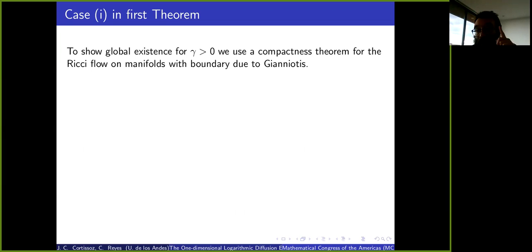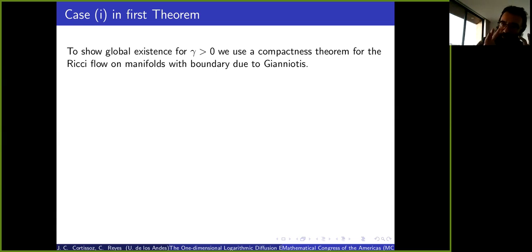Now we go to case one of the theorem. Case one of the first theorem is when gamma is positive, and the second derivative of the logarithm of the initial condition is negative. That means that the curvature of the Ricci flow associated to that logarithmic diffusion equation is negative. So it doesn't look like a barrel anymore. It looks more like, I would say, a hyperboloid, like this. And this part is more interesting because to prove long time existence in this case, it wasn't using just the maximum principle. We had to use a compactness argument for the Ricci flow. That's what makes this interesting.